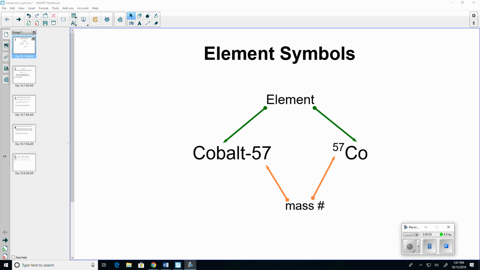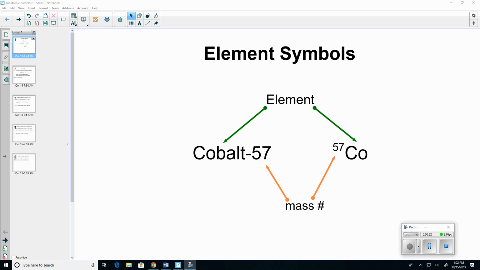But what I have up on the smartboard is two different ways to show the same thing. Notice one in word form says cobalt 57. The other one is 57 as a superscript, so up high, and then Co, the symbol for cobalt. And you can see on this slide, I'm just showing cobalt, and then that 57 is the mass of something.